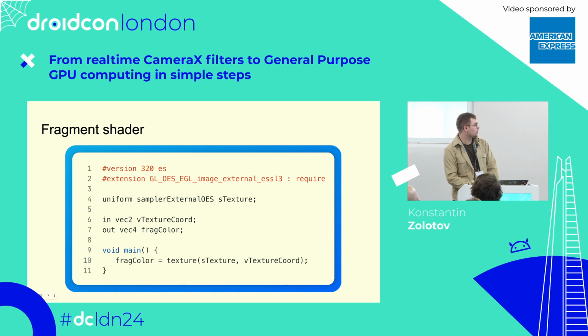It also introduces a type called sampler external. You can see it on line 4, and it's basically the compatibility type, which you can ask to provide you a pixel.